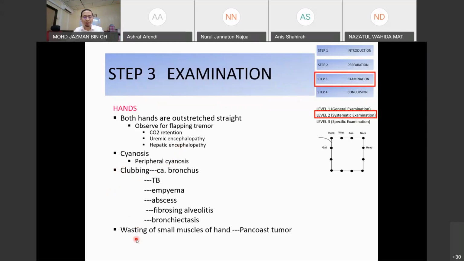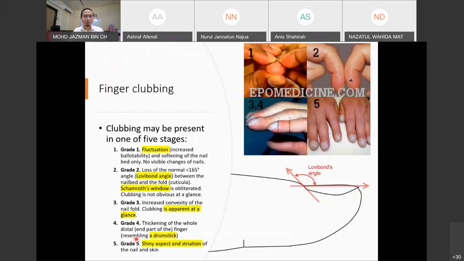I will show you an example of an image later. So finger clubbing, you have 5 grades. Grade 1 is fluctuation of the nail bed. Grade 2 is the loss of the Lovibond angle. Normal angle should be less than 165 degrees. And then you have your Shamroth window obliterated.